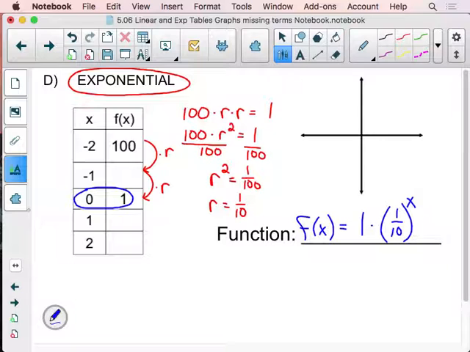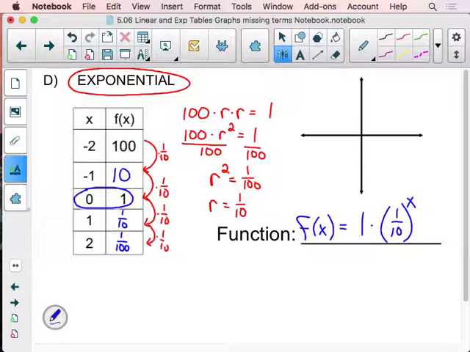This thing's going down. If I multiply by, let me get it down to where I can replace these r's now with 1/10. So I'm multiplying by 1/10. Keep doing that. If I keep doing that, that means my values here, 100 times 1/10 is the same as 100 divided by 10, which is 10. 10 divided by 10 is 1. 1 divided by 10. 1/10 divided by 10 gives you 1/100th. I prefer fractions over decimals.